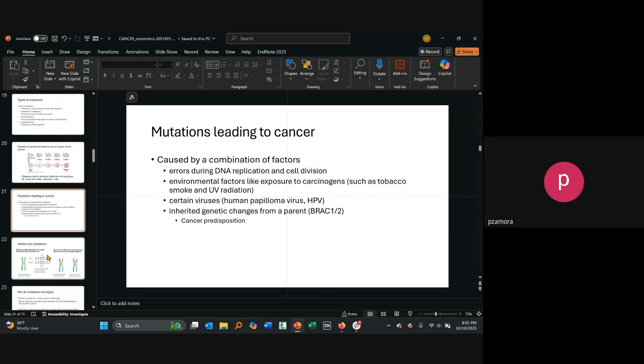Where do these mutations come from? They arise from a combination of factors. There are errors that normally occur during DNA replication and cell division. There are environmental factors: smoking, UV radiation, viruses, and inherited genetic traits from a parent. All of these predispose individuals to cancer and increase the rate and risk of subsequent cancer diseases.